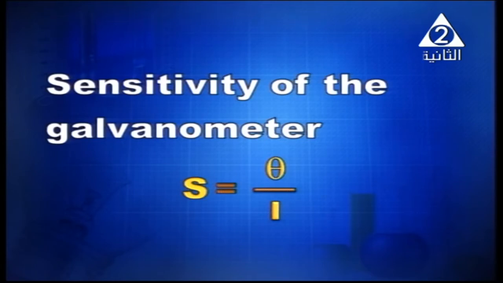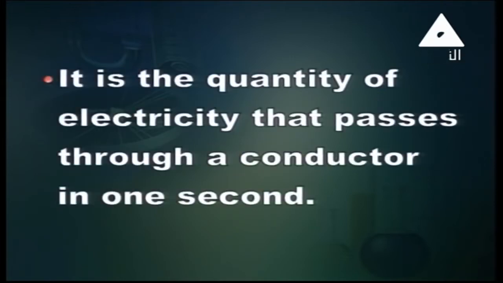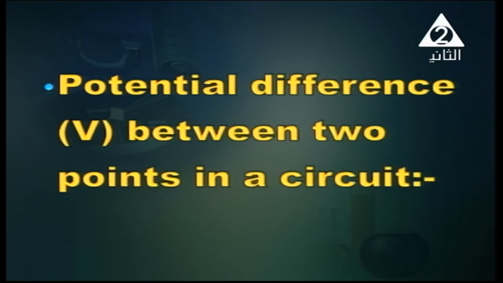Another type of questions: define. We want you to define the electric current intensity, and it's all easy for you. It is just a recalling. What about the electric current intensity? It is the quantity of electricity that passes through a conductor in 1 second. And what about the potential difference between 2 points in a circuit? So define potential difference, denoted by V, between 2 points in a circuit.